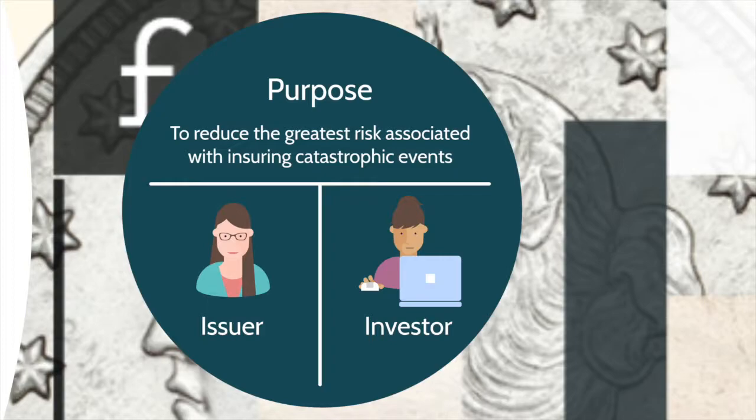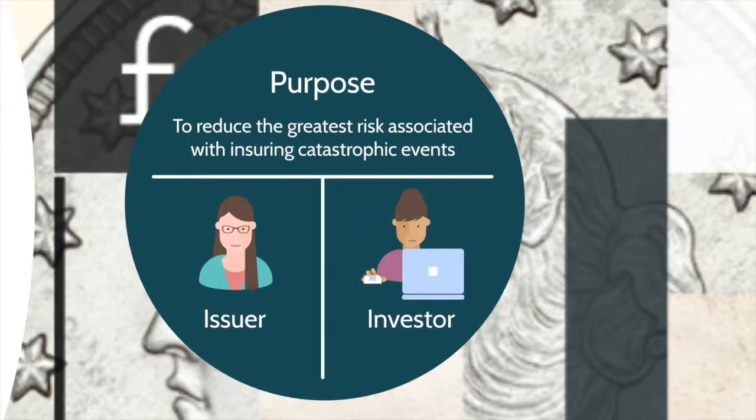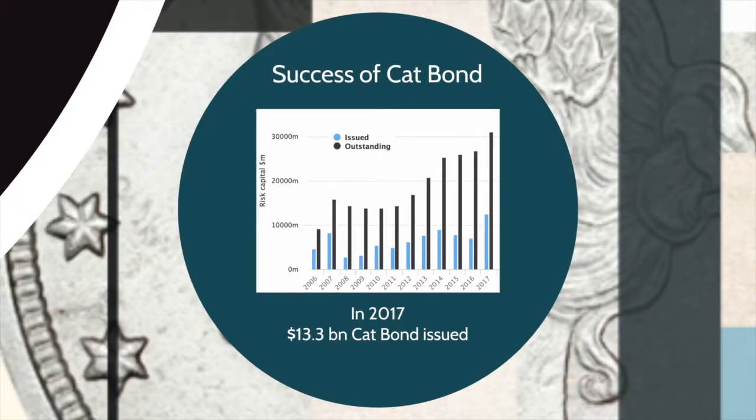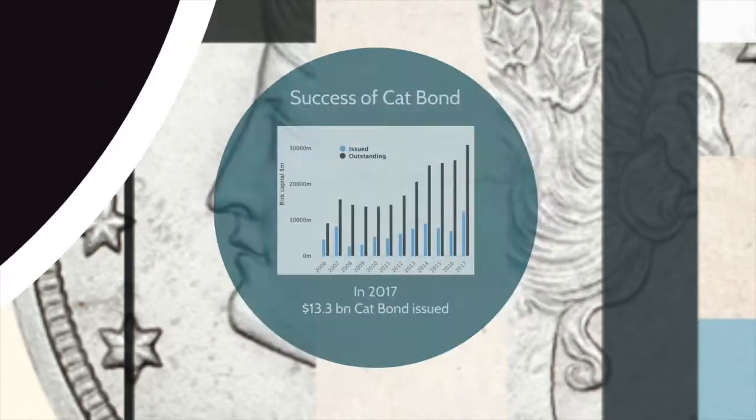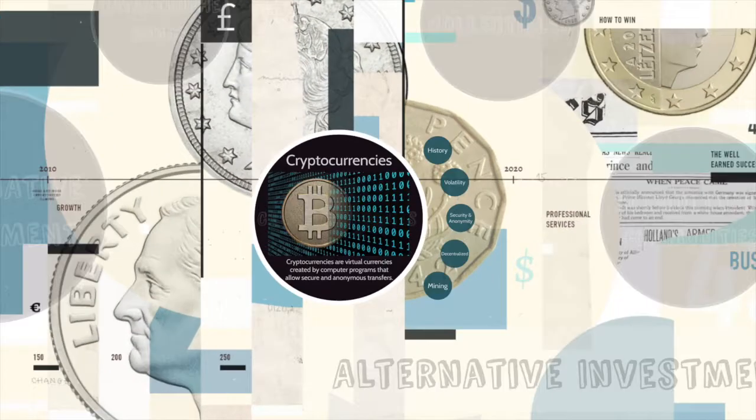The purpose of a cat bond is to reduce the greatest risk associated with insurance catastrophic events. For the issuer, typically governments or insurance companies, cat bonds act as financial protection in case of major natural disaster. For the investor, purchasing a cat bond is attractive because they may receive high returns independent of the stock market. The key difference between cat bonds and corporate bonds is that cat bonds have multiple triggers, and the triggers depend on the occurrence of catastrophic events. The cat bond and ILS market has grown rapidly since its creation, and in 2017, the issuance of cat bonds reached a record of $13.3 billion. Cat bonds are attracting investment institutions by offering true diversification benefits.